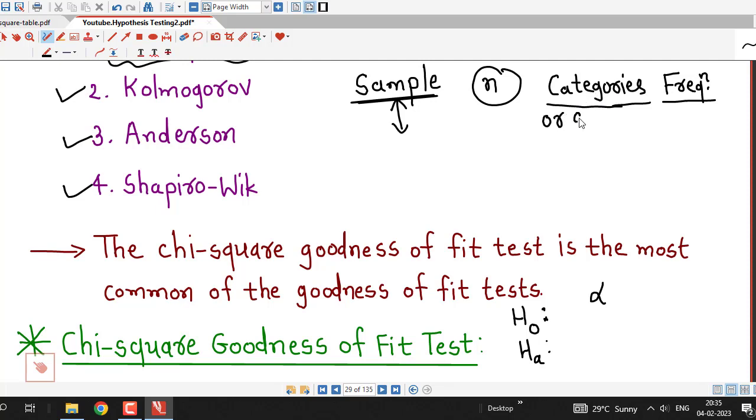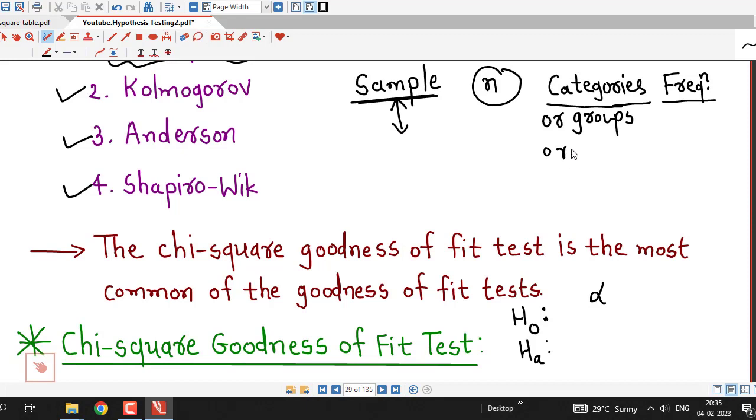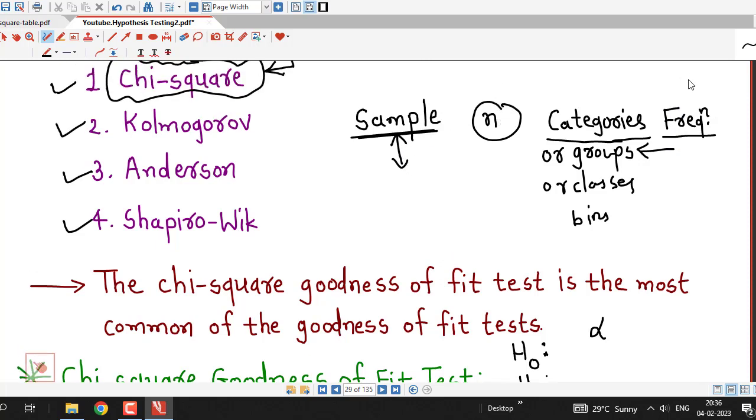Instead of categories we can use different words. We will have different groups or classes, or another word is bins or class intervals. We will have the number of objects corresponding to each category, and then we will have this type of frequency distribution. Now these frequencies from the given sample are known as observed frequencies.